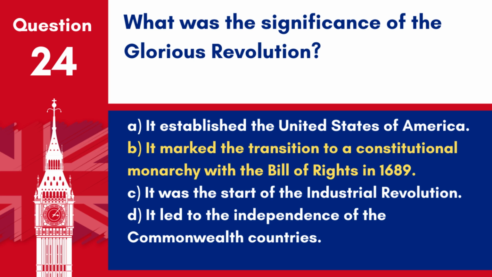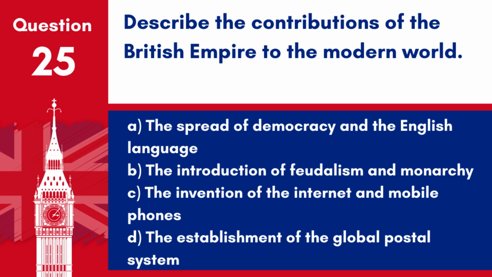Answer: B. It marked the transition to a constitutional monarchy with the Bill of Rights in 1689. The Glorious Revolution is notable for limiting the powers of the Crown and enhancing the powers of Parliament. Question 25. Describe the contributions of the British Empire to the modern world.